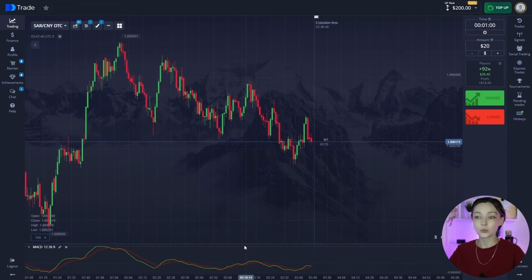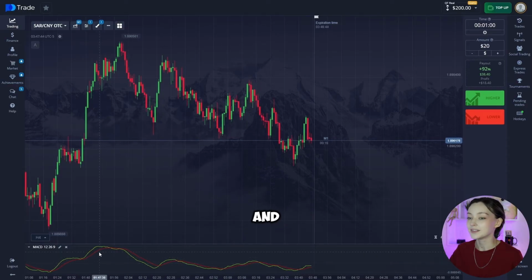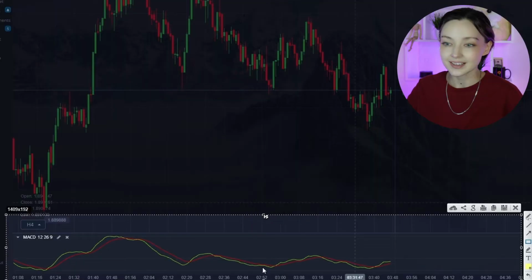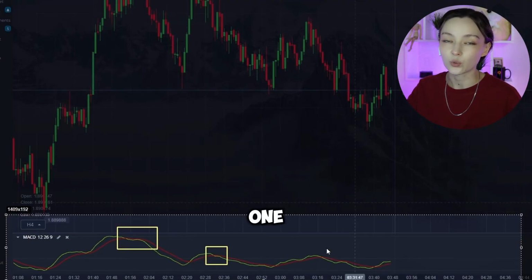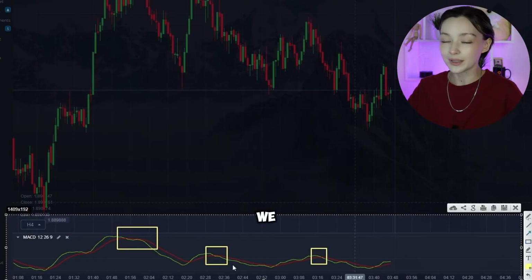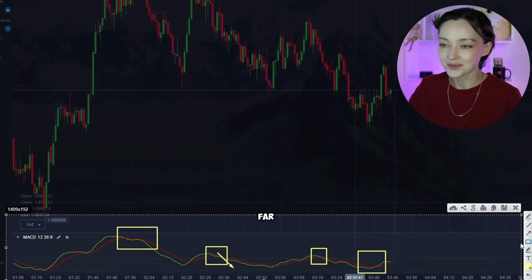Now as you can see, we've only got two lines left on the indicator, the green one and the red one. Our task is finding intersections within this indicator. Whenever the green line crosses the red one downwards, we place a trade downwards. And whereas if we see the green line crossing the red one upwards, we place a trade upwards, just like that. I hope everything's clear so far.